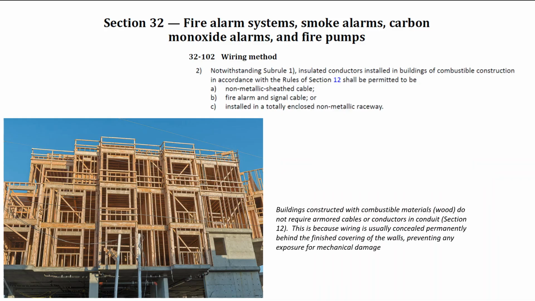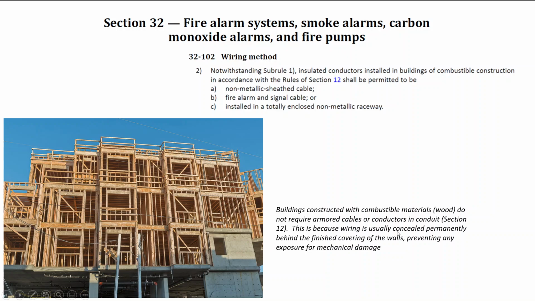Now, if we look at subrule 2, it says notwithstanding subrule 1, insulated conductors installed in buildings of combustible construction in accordance with section 12 shall be permitted to be non-metallic sheath cable, fire alarm and signal cable, or installed in a totally enclosed non-metallic raceway. So, this rule, subrule 2, is specific for buildings constructed with combustible materials such as wood, and they do not require armored cables or conductors in conduit, as per section 12.